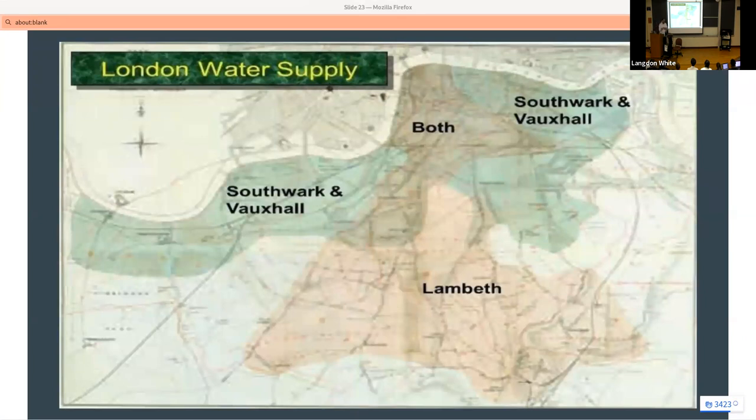All right, so let's go back to causation. Remember we were talking about those pumps, and where the water comes from those pumps. The London water supply actually looked like this. This is one water company, this is another water company, and then there are some parts where the two water companies overlapped.